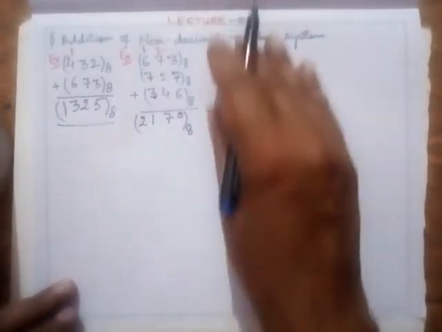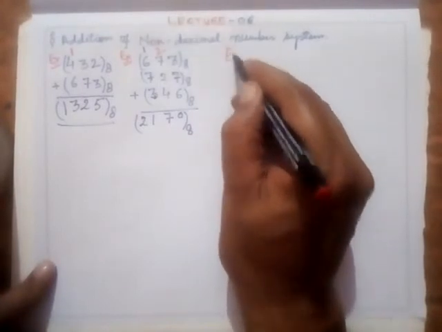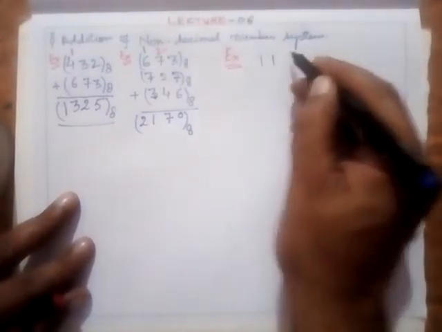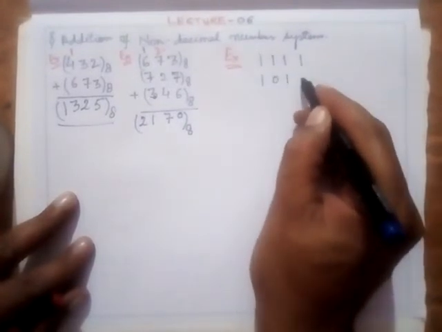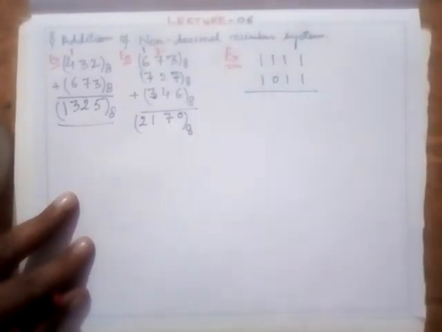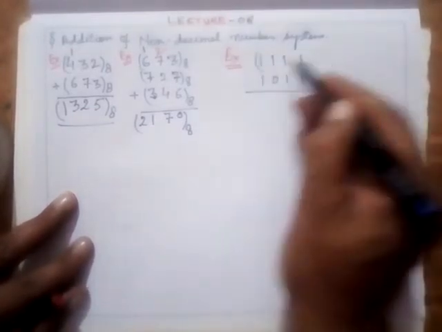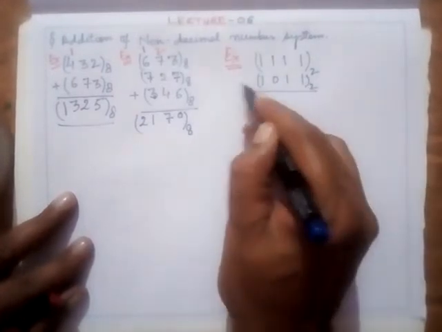In this way. Suppose, let's take another example: a binary addition. In binary, I have digits only 0 and 1. Suppose I say add these binary numbers, 1, 1, 1, 1, and 1, 0, 1, 1. These are the two numbers with base 2, and I say add these two numbers.